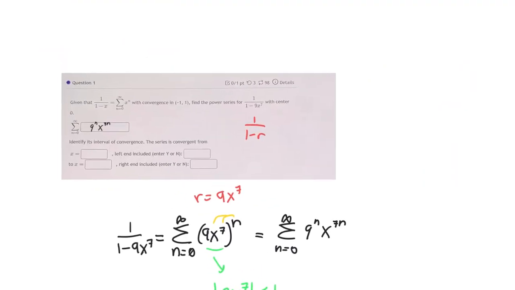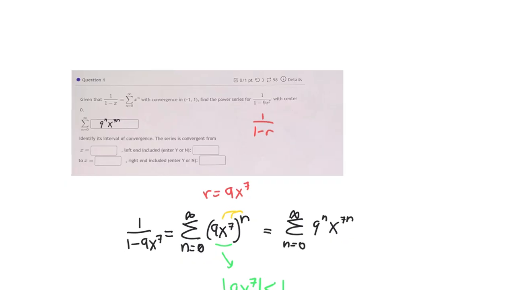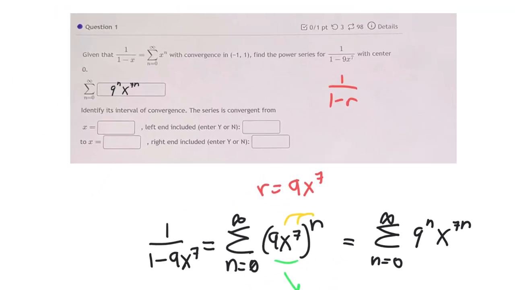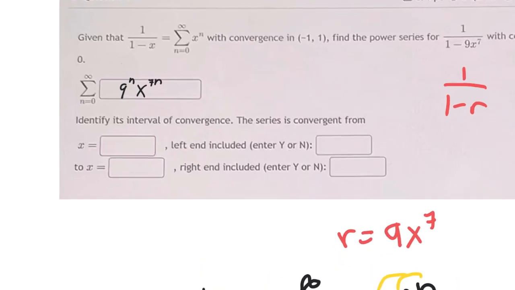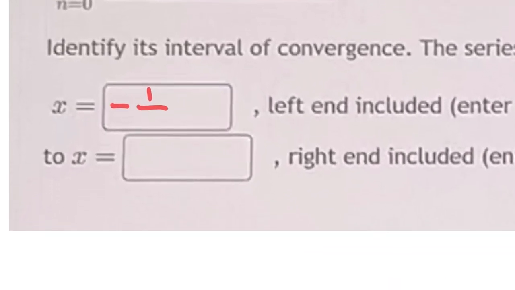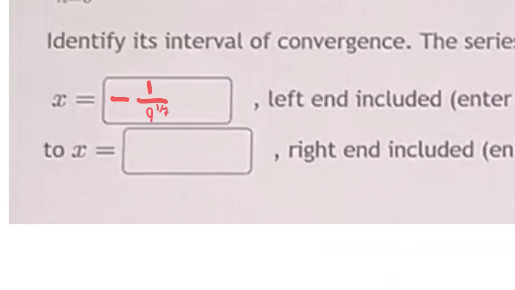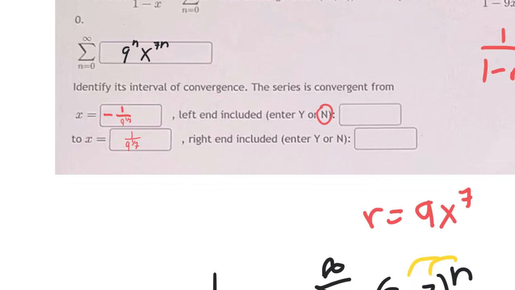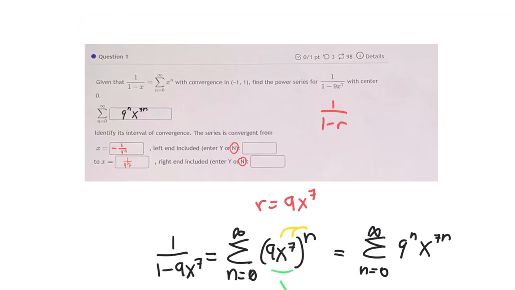Okay. So the series is convergent from, left end included, yes or no? Okay, so the series is convergent from -1 over 9 to the 1/7, to positive 1 over 9 to the 1/7, but the left end is not included and the right end is not included. So that is how you do that one.